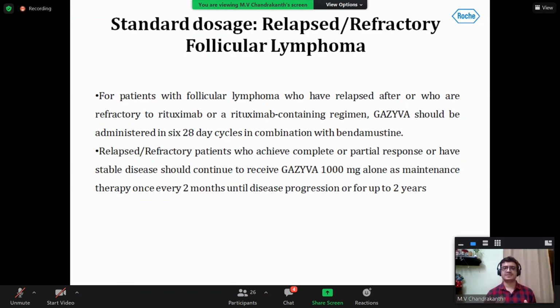So if it is follicular lymphoma, it is weekly for 3 consecutive weeks, and then we have monthly for 6 months, followed by once in 2 months for up to 2 years. And we always have the initial infusion at 25 milligrams per hour, and then we slowly increase if there are no reactions up to 400 milligrams per hour.